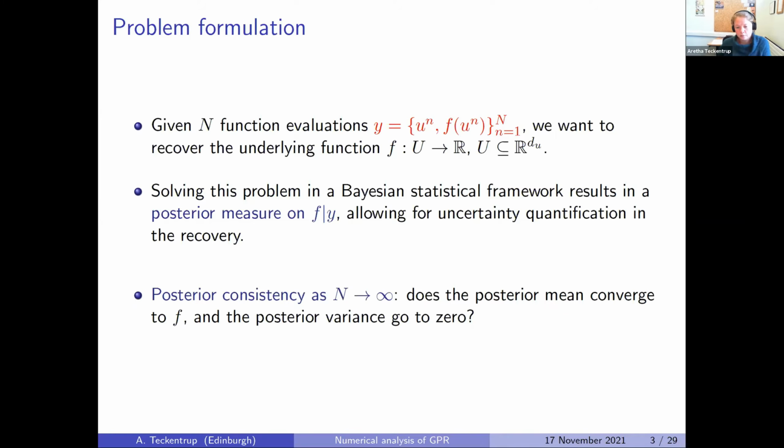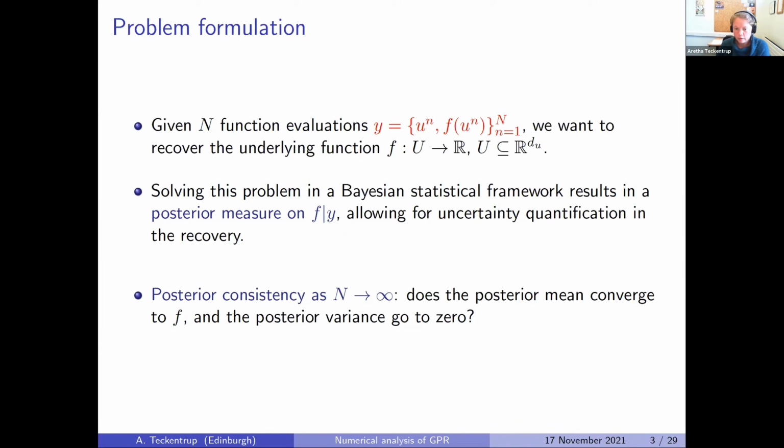Okay. And as I said, one particular thing I'm going to be interested in is what happens as n tends to infinity. So intuitively, as you get more and more training data, you hope that you will be able to recover the function f more accurately. And in terms of this posterior measure, the probability measure on f given y that we have, that would mean that your mean goes to f, so it concentrates on the truth, and the variance would go to 0. Right? So as n, the amount of training data you have, tends to infinity, you get a Dirac measure, a very peaked measure just on the truth f.